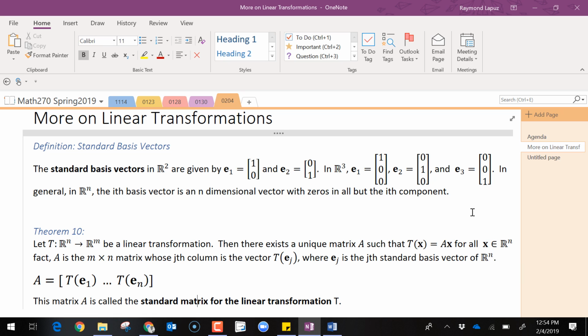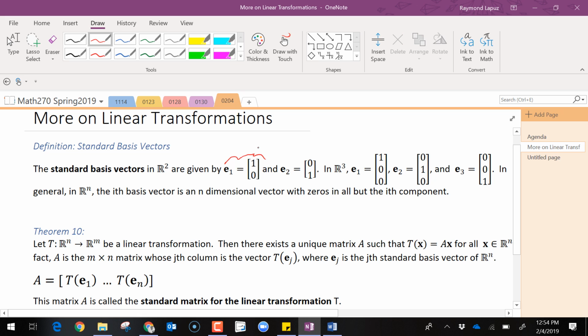In R2, standard bases are given by E1 and E2. In R3, it's given by E1, E2, E3. So E is our symbol for standard basis. You might know E1 and E2 in R2 better as the I and J vectors. That's probably what they use in physics or in Calc 3 because they're standard. They just call it I and J. And then in R3, they would say I, J, K.